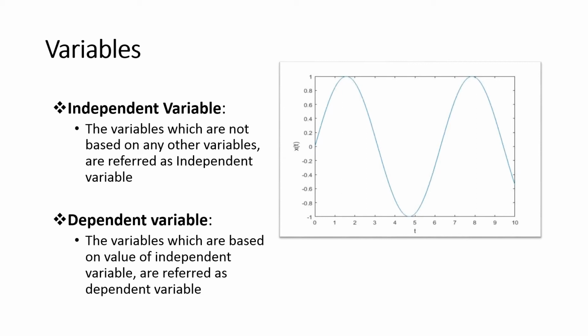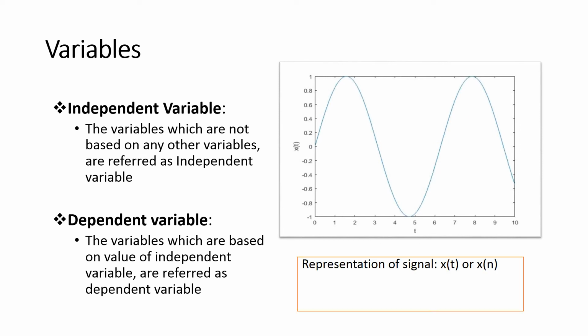The amplitudes are obtained based on these values. They cannot be directly represented here. So we can consider these as the independent variables and these as the dependent variables. For the representation of a signal, x of t, or for the discrete case, x of n, where t or n is treated as the independent variable and x is treated as the dependent variable.